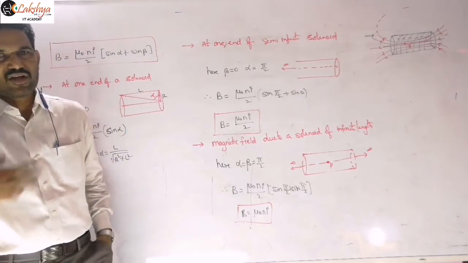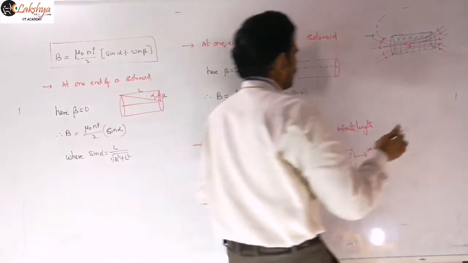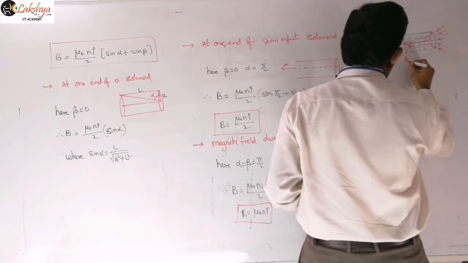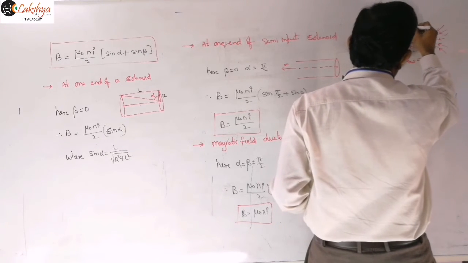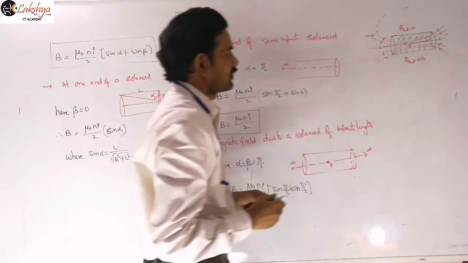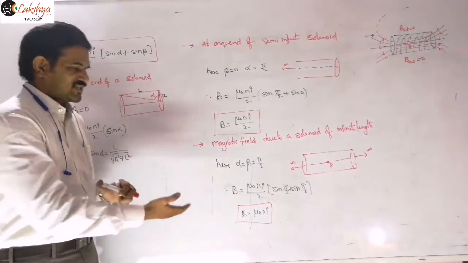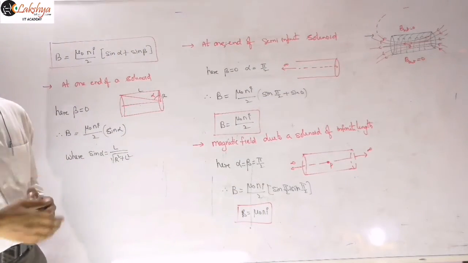Right? So the magnetic field outside means we consider it as 0 here. So only inside means we will consider like this. So the magnetic field outside is 0. So the expressions we are deriving are nothing but for inside there, right?